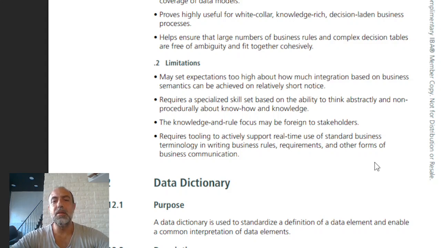And the knowledge rule focus may be foreign to stakeholders. Yeah, it's like you're probably talking to some dum-dums, but they probably invested or are doing separate jobs that are not connected to the whole and are not really interested in it, so yay. It requires tooling to actively support real-time use of standard business terminology in writing business rules, requirements, and other forms of business communication.